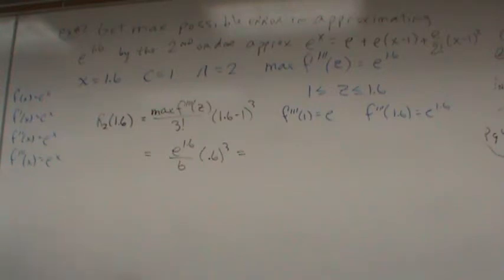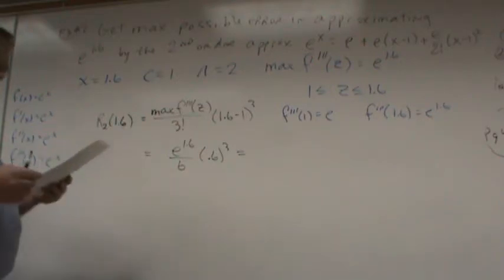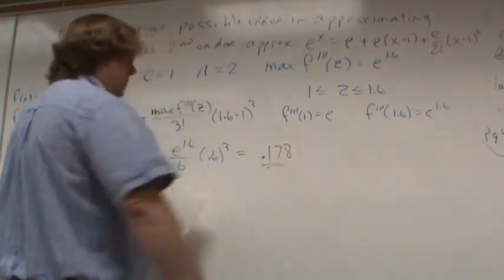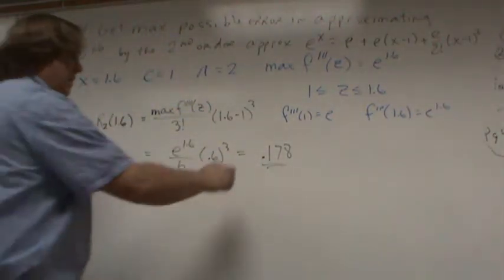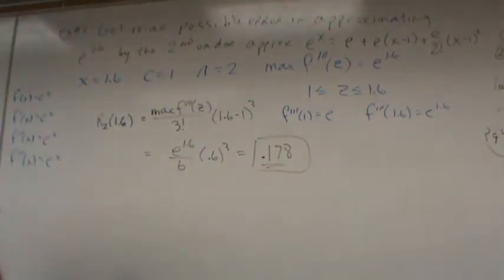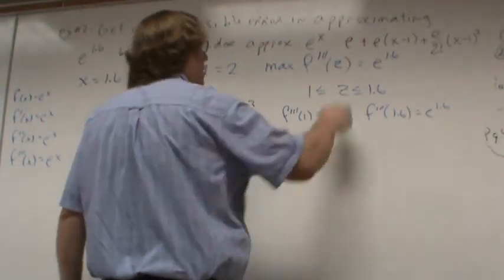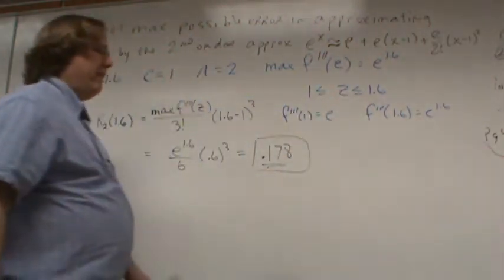And that ends up being, what did I get, 0.178? Yeah. Okay, 0.178. There it is. That's the maximum error between getting e to the 1.6 power and using that second order approximation. Oh, I forgot to put little curly equal signs here. Okay.